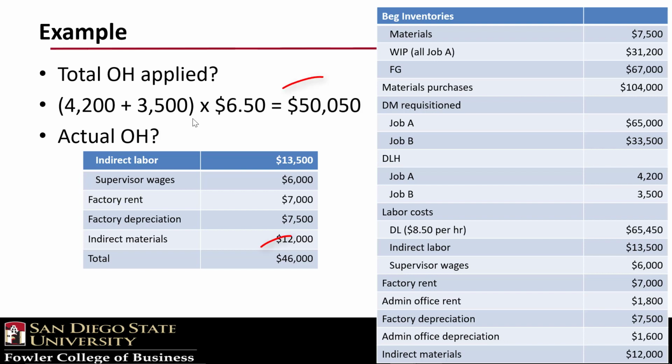Okay, so we totaled these to $46,000. If we compare that to the overhead we applied, we realize that we over-applied overhead to the tune of $4,000. And you probably learned there's a couple of ways of dealing with your over or under applied overhead, in terms of allocating it to finished goods, allocating it to work in process, whatever the case might be. That's a little bit beyond the scope of what we need to cover in here, but maybe it does jog your memory a little bit.